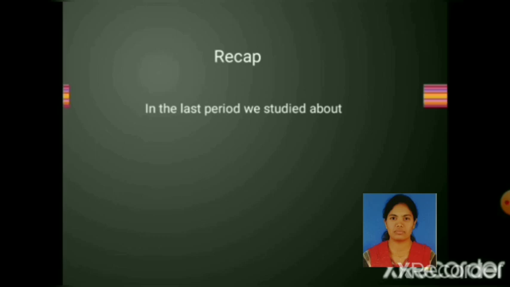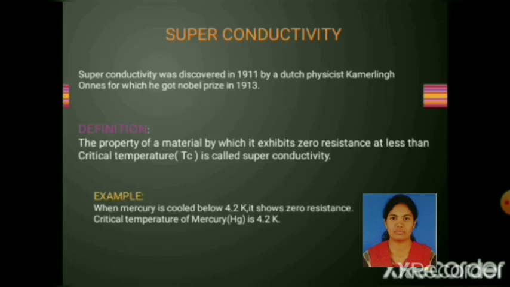Now, before moving on to today's class, let us recall what we learned in yesterday's class. That is, we have studied about meter bridge. Now, what is superconductivity? This property of a material, superconductivity, was discovered in 1911 by a Dutch physicist, Kamerlingh Onnes, for which he got the Nobel Prize in 1913. Now, what is the definition of superconductivity?